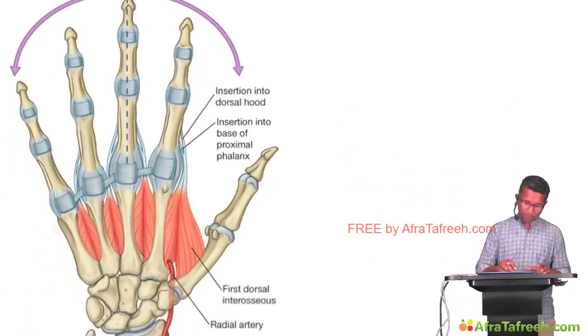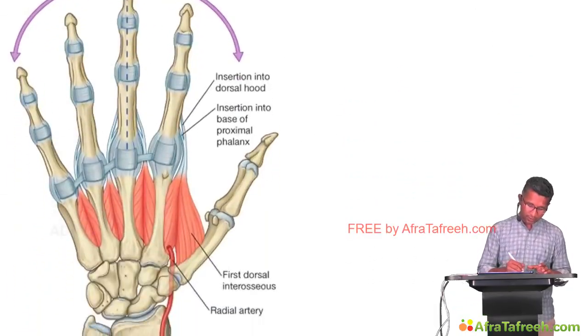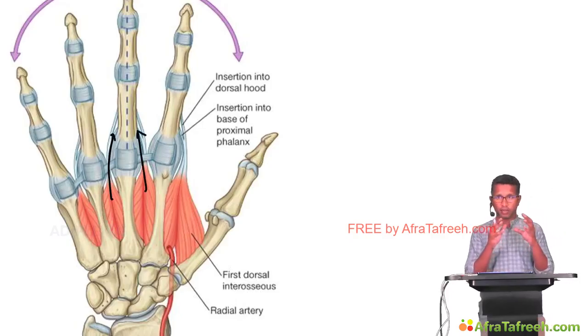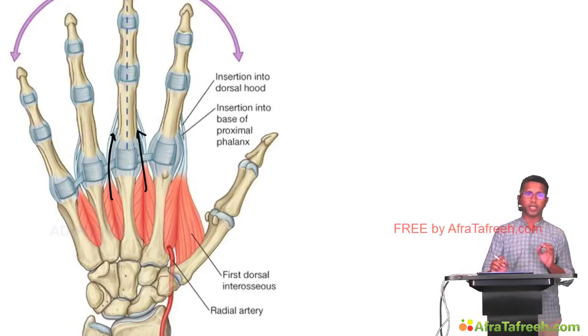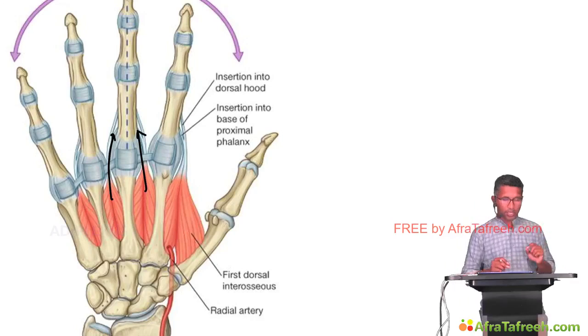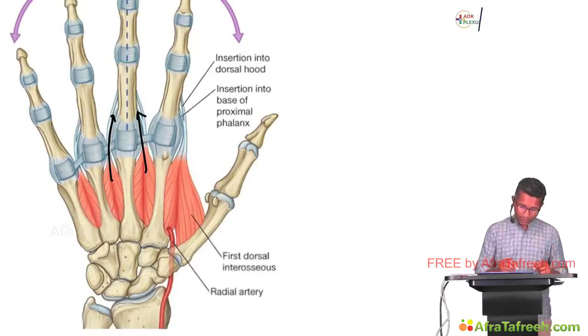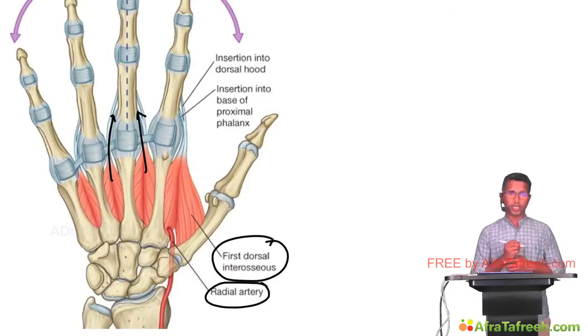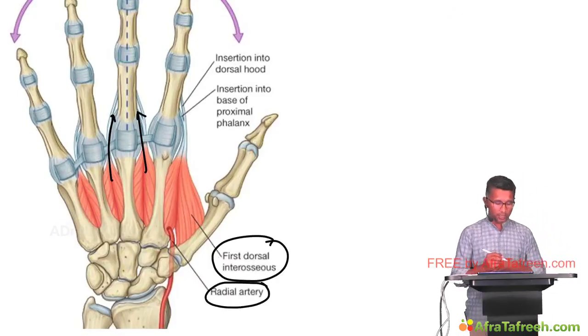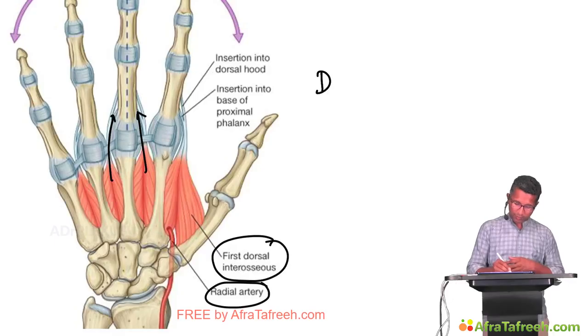And what is this muscle? You can see the middle finger receiving two interossei, and they move the fingers away from the middle finger. They are nothing but the dorsal interossei, guys. Please keep this in mind. Also note that the first dorsal interosseous is pierced by the radial artery. The action of the dorsal interossei is abduction.